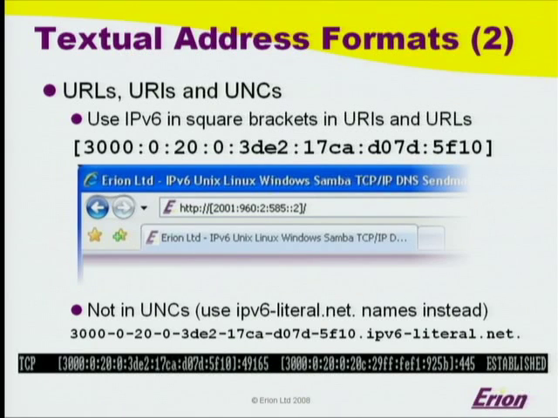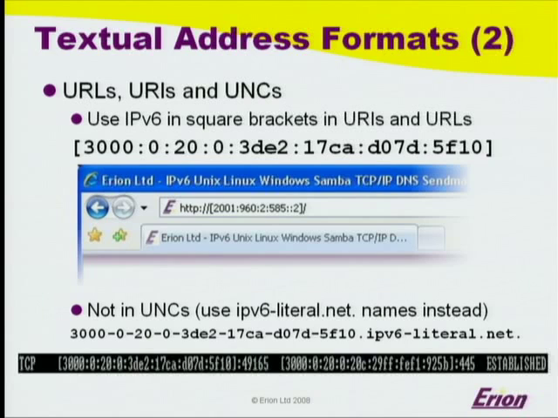In addition to this, there's a new notation for URLs, URIs and UNCs. Let's have a look at URIs and URLs first. Because you have letters in an IPv6 address, it looks like it could be a domain name. So you can't write http:// and the IP address as you could with IPv4. With IPv6, you have to indicate it's IPv6, so you put square brackets around it. However, this doesn't work with UNCs because in Windows, the square bracket has a special meaning in UNCs. So you can't use square brackets.